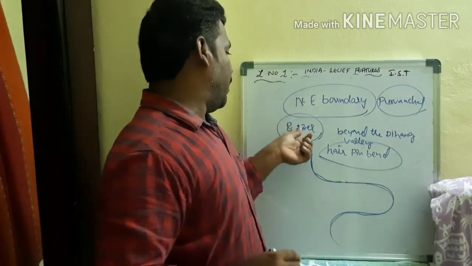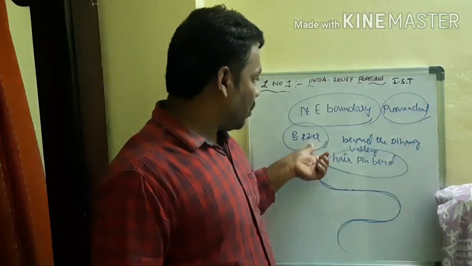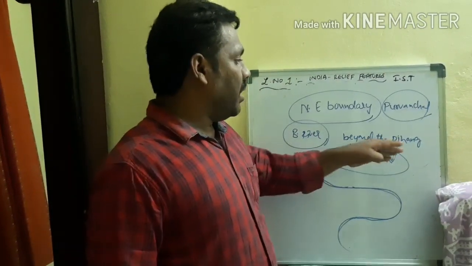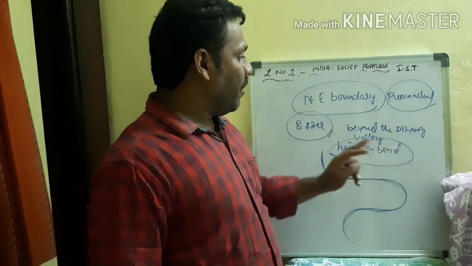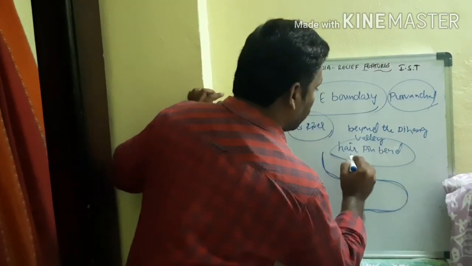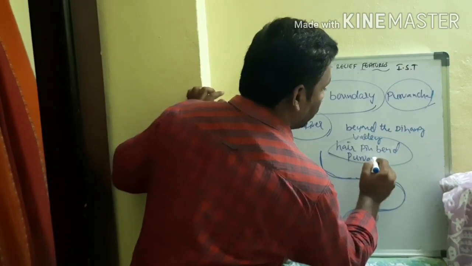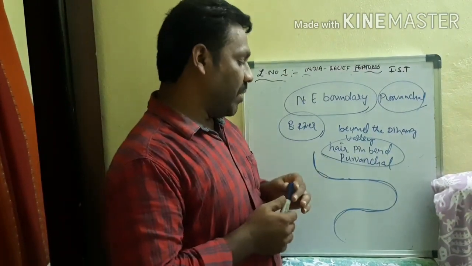So the Brahmaputra river acts as the eastern boundary of our country. Due to this, valleys are forming in Arunachal Pradesh. Beyond the Dihang Valley, it takes a hairpin bend and forms the eastern boundary. It is called Purvanchal. These Purvanchal also have different names in different regions.